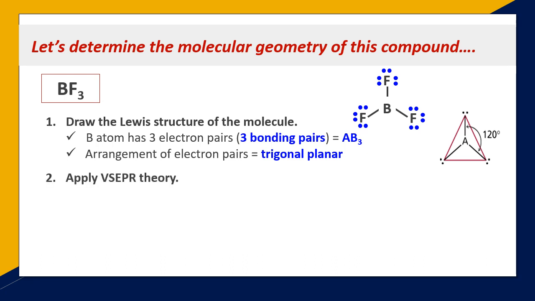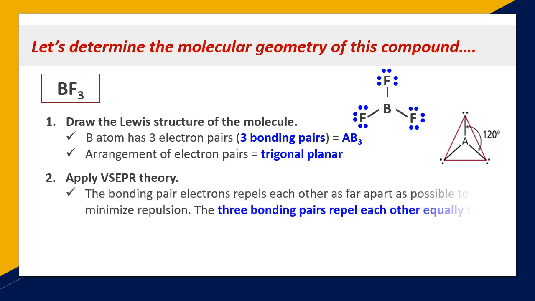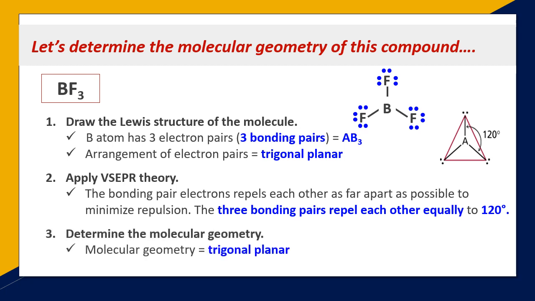The second step is to apply the VSEPR theory. Since we have only bonding pairs in the molecule, the 3 bonding pairs will repel each other equally to 120 degrees. And finally, we can determine the molecular geometry of the molecule, whereas it will be trigonal planar, with a bond angle of 120 degrees for each of the bonds.